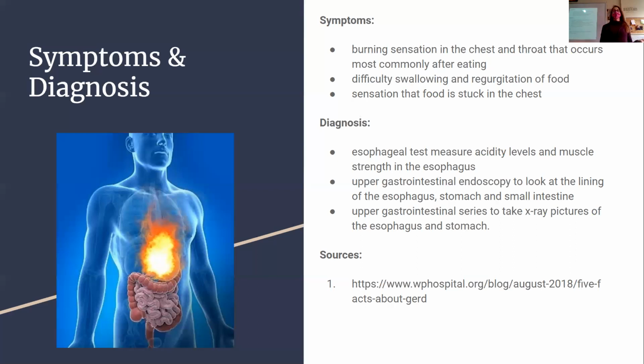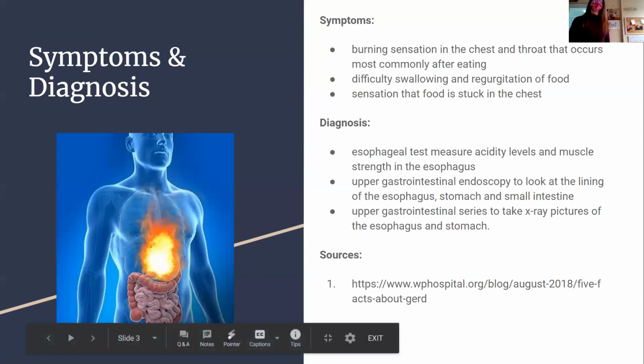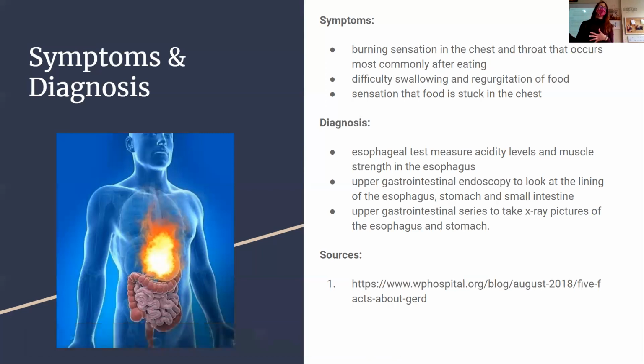You don't need a ton of sources. I don't need different websites for each slide. I found a lot of my stuff on the same exact website. So any questions about symptoms or things you might feel, and diagnosis, what the doctor does or uses?